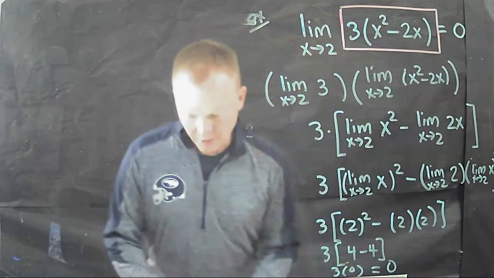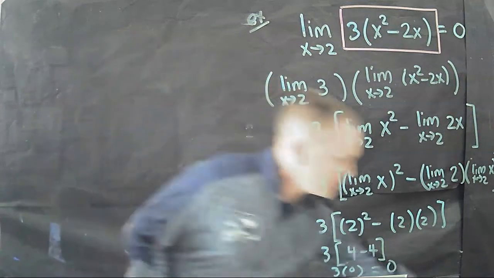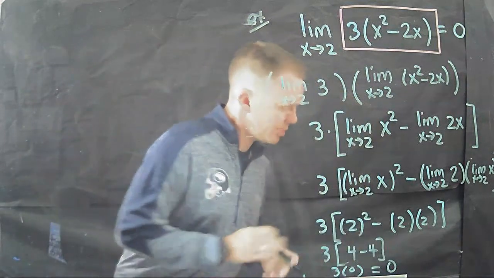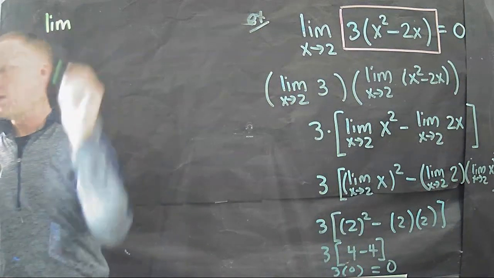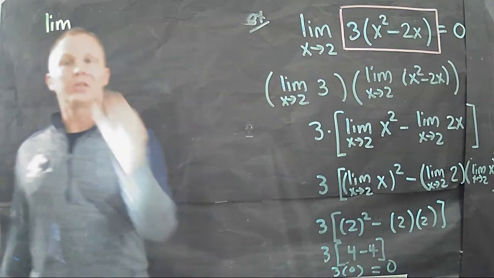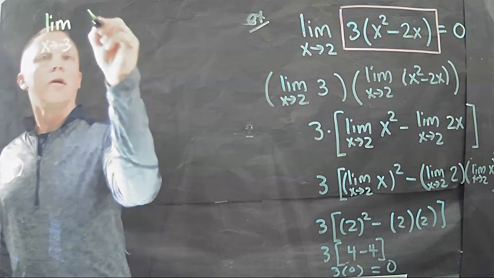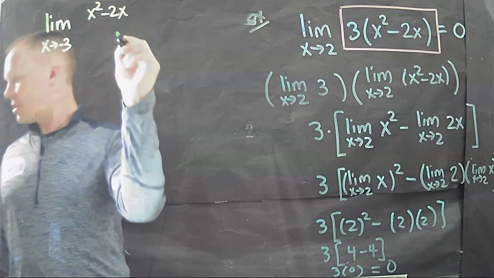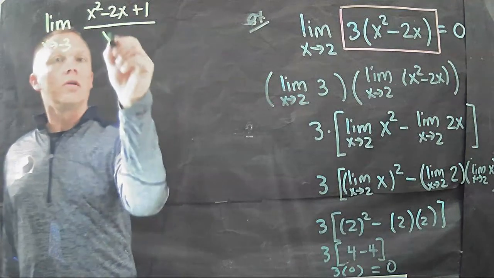Let's see, I'll step out of the way here. Let's see if I can get another color here. Let's see, I got 2x plus 1, so I'm going to say the limit as x goes to -3 of x squared minus 2x plus 1 over x plus 1.